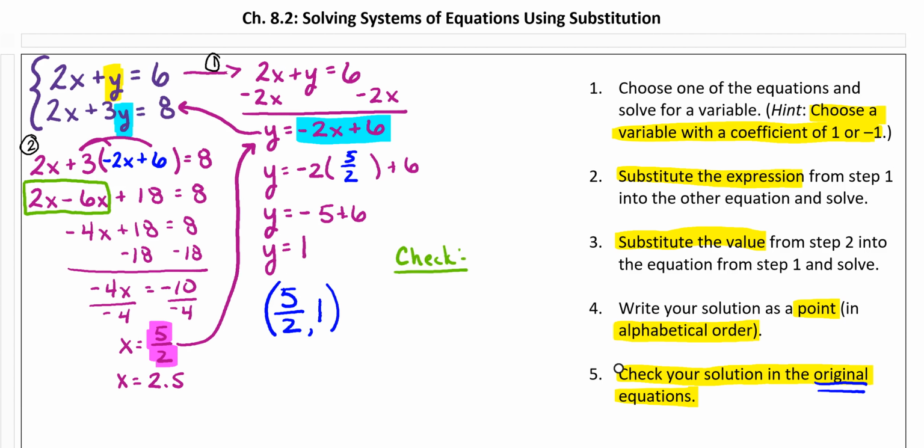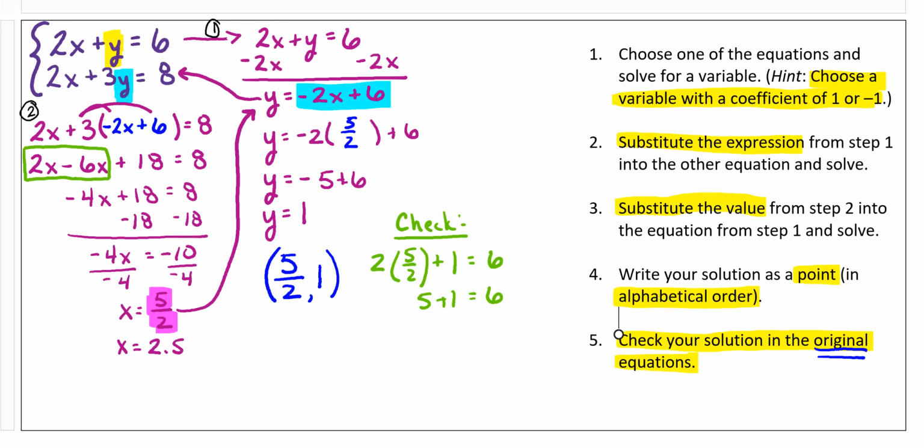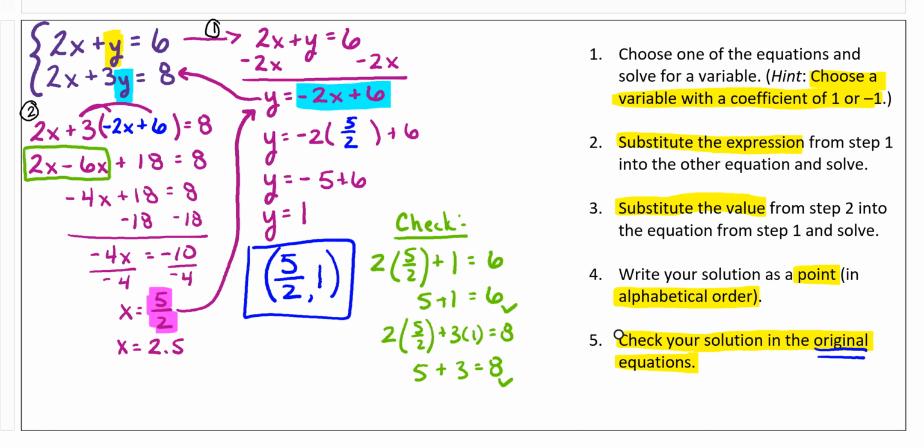So we're going to take and put 2 times 5/2 plus 1, and we want to know, is that 6? So this right here is 5. 5 plus 1 is 6. And then we're going to take our second equation, 2 times 5/2 plus 3 times 1. Is that 8? Well, 5 plus 3 equals 8. So check. So since both of them checked, we know that this answer is good. So we can box our answer and we can say we're done.